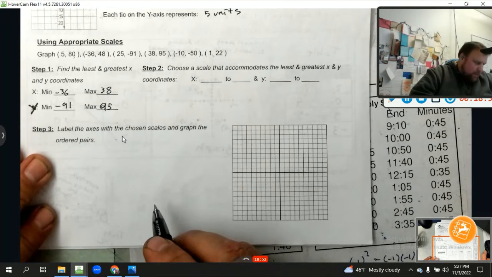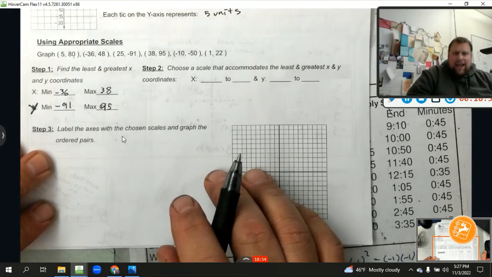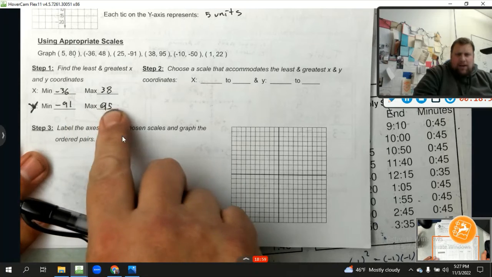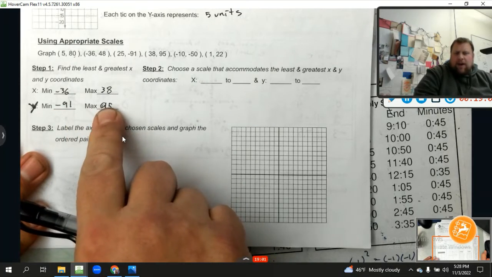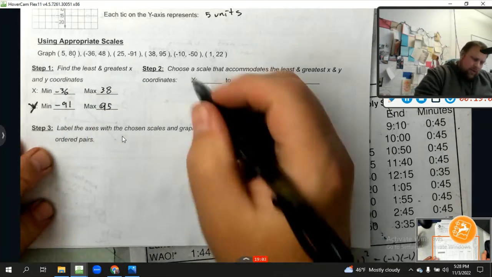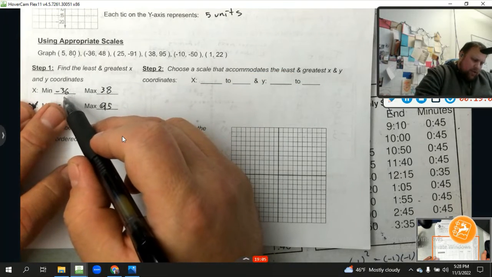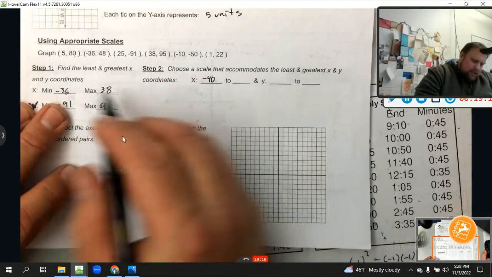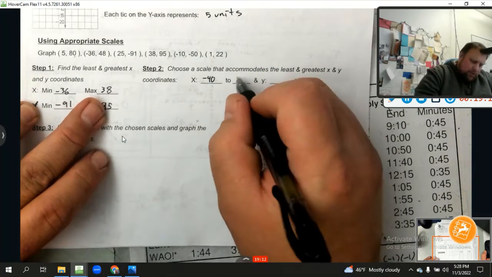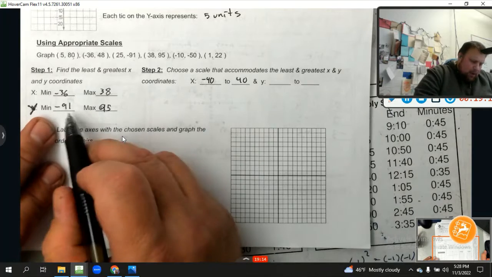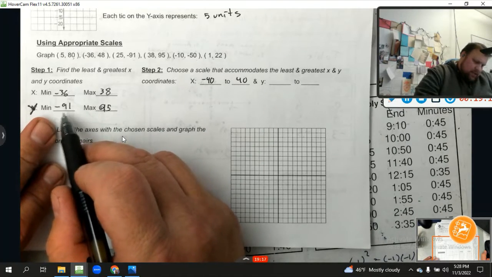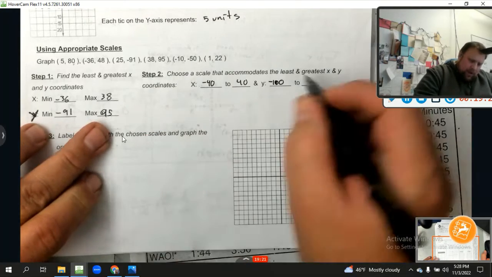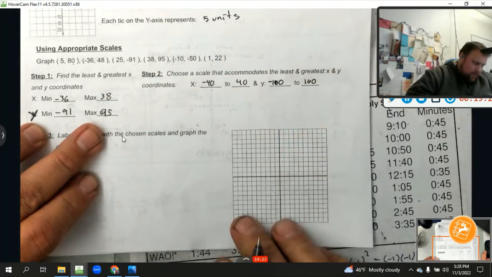Those are pretty big. So now we've got to find a scale where we don't start on negative 91 and end on 95. We need something a little bit more regular than that. So how about for the x direction, negative 36? Let's round that to negative 40, and go from negative 40 up to positive 40. And how about y? I would say that's close to negative 100, so let's go negative 100. That's close to positive 100, so to positive 100.